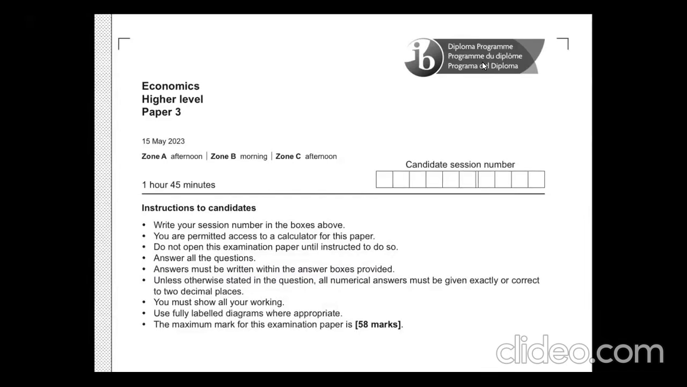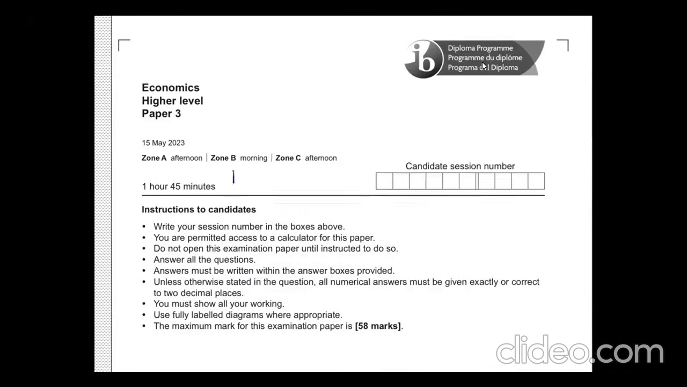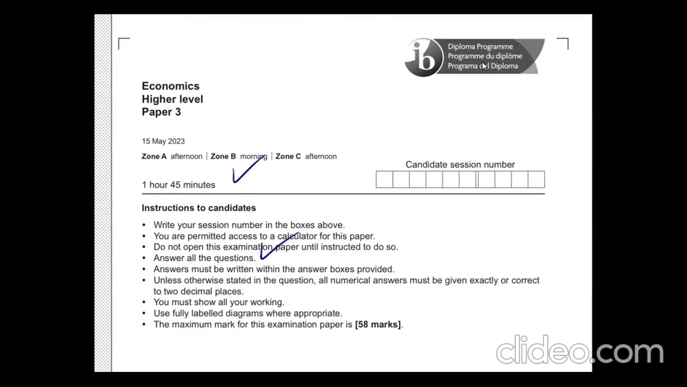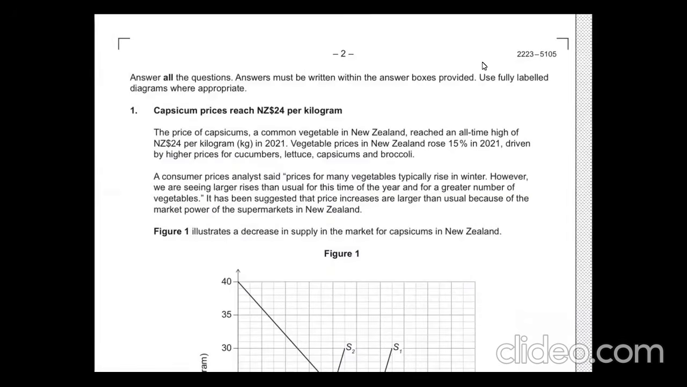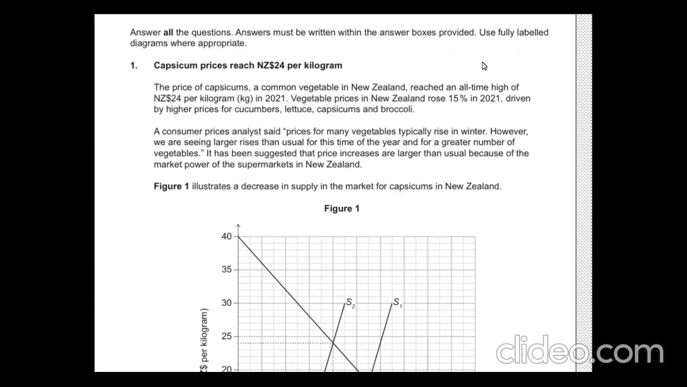Here we are, given some guiding information: exam time, we're supposed to answer all the questions, where to write answers, and how to write answers. Maximum mark, 58 marks. What must be clearly noted is that for paper 3, you must answer all the questions. It wasn't like this for the previous year, so that must be really clearly understood. Given that the guideline has been understood, let's start with question number 1.